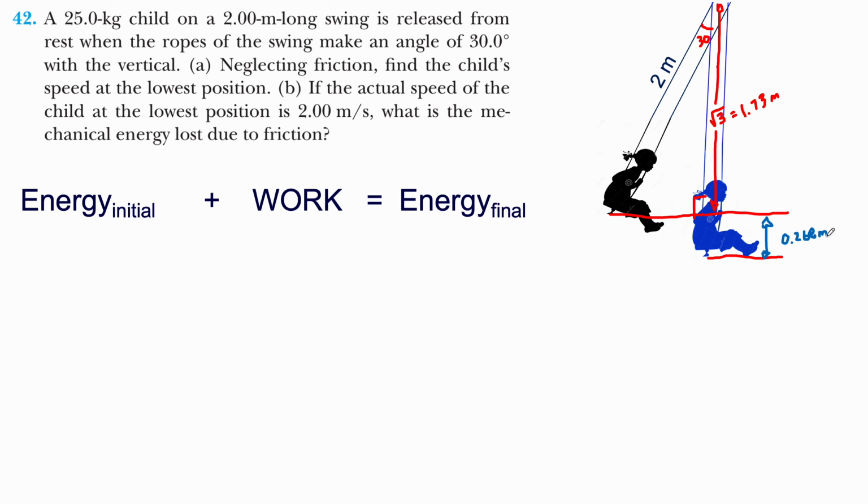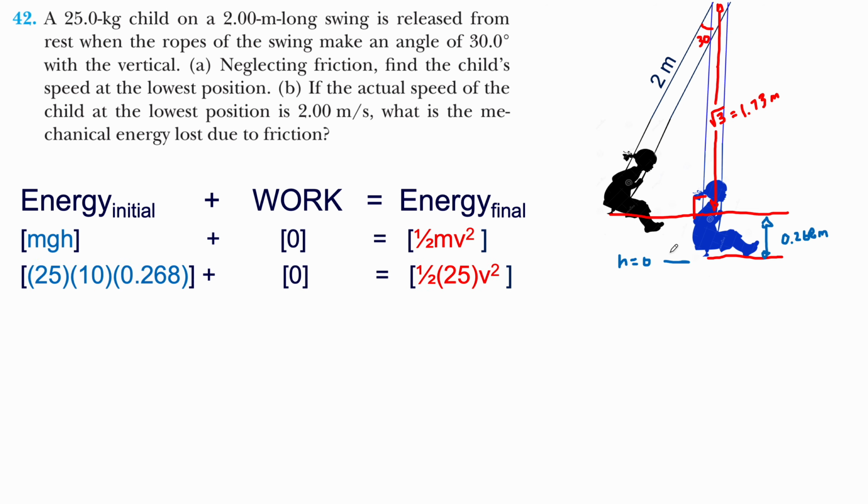Good old work energy theorem. She starts out with gravitational potential energy, mgh, and at the bottom, I'm going to set h equals 0 right at this height here at the bottom. She's just going to have kinetic energy, no longer any height. Just for convenience. Plugging in our numbers, her mass is 25. I'm going to do gravity is 10. The height she starts from, 0.268. And in the end, it's all going to be kinetic energy, 1/2 times her mass times v squared.